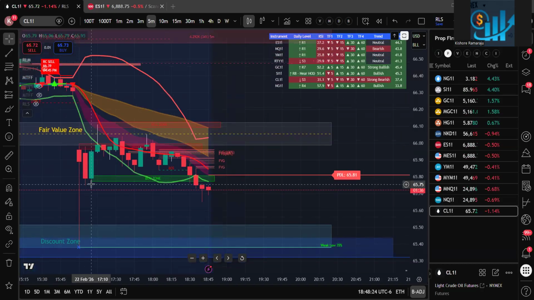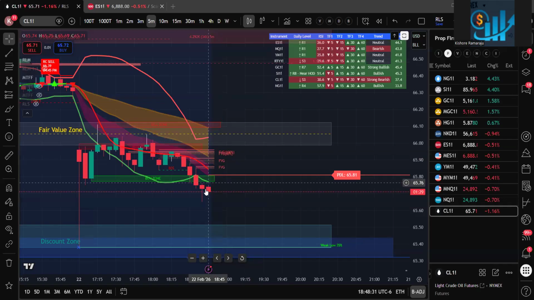So whenever something is bearish, you wait for a rally. If it goes a little bit up, then if you get a sell signal, that's a good opportunity. You don't want to sell at the bottom of the band, right? It always goes a little bit up, and then if you get a sell signal, that's a good opportunity to short crude oil.